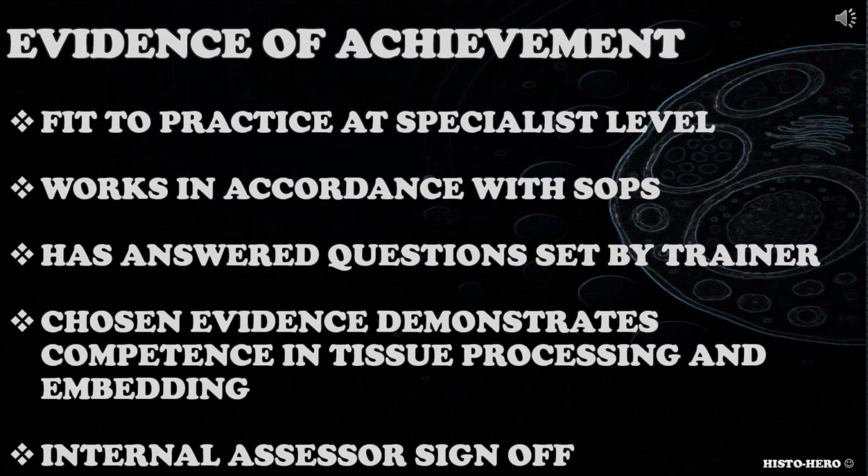Each subsection also has evidence of achievement. This is the part where your training officer signs you off as competent and fit to practice as a BMS at the specialist level. The training officer will confirm that you can work in accordance with local SOPs relevant to this section. They will also confirm that you have answered questions set by them to test knowledge and skills relevant to this section, and that your chosen evidence demonstrates your competence relevant to this section. You will need to be signed off as competent by an internal assessor for this section. This can be your training officer, senior BMS overseeing this section, or a training lead.